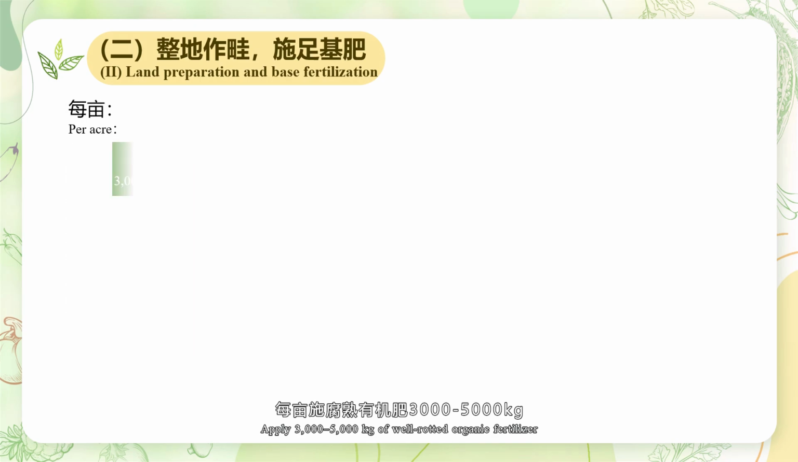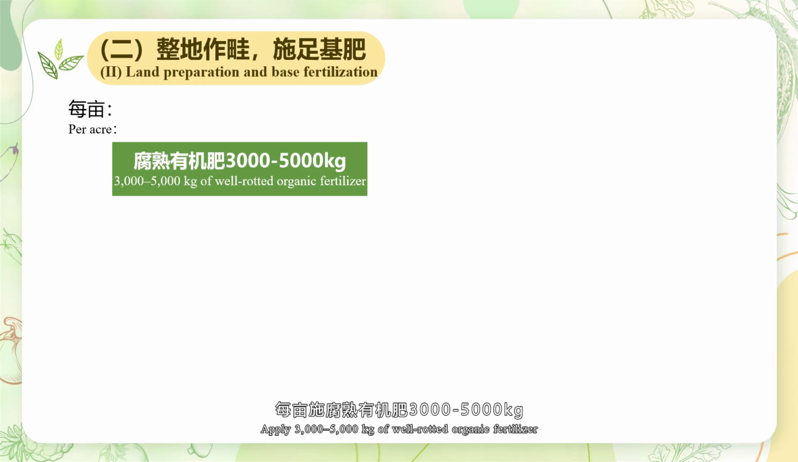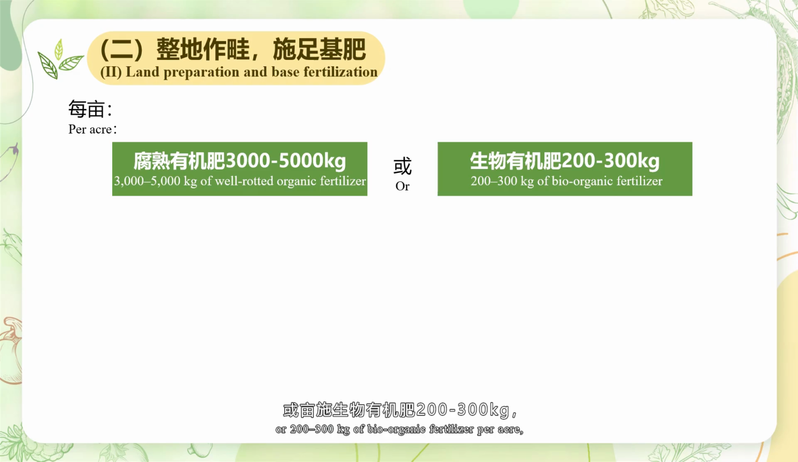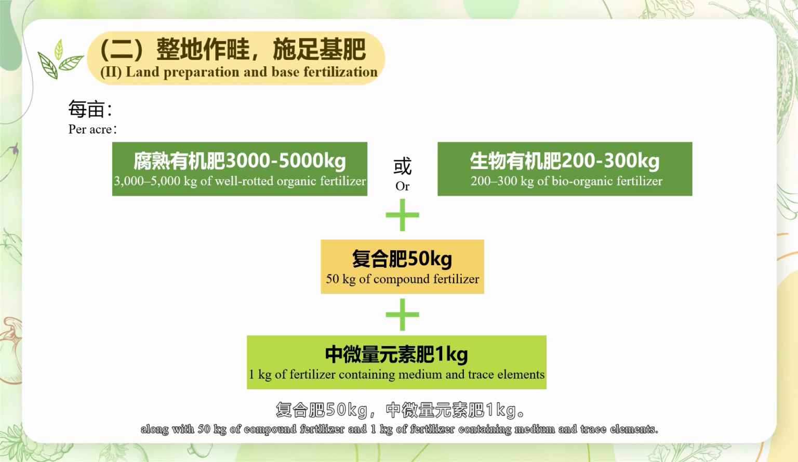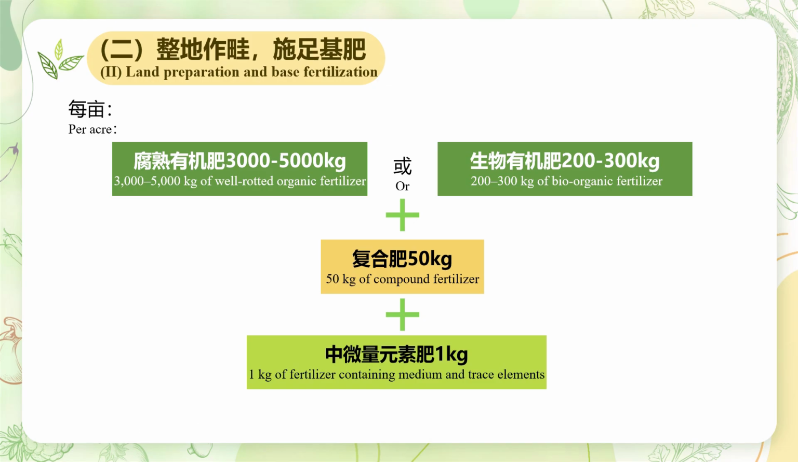Apply 3,000 to 5,000 kilograms of well-rotted organic fertilizer, or 200 to 300 kilograms of bioorganic fertilizer per acre, along with 50 kilograms of compound fertilizer and 1 kilogram of fertilizer containing medium and trace elements.